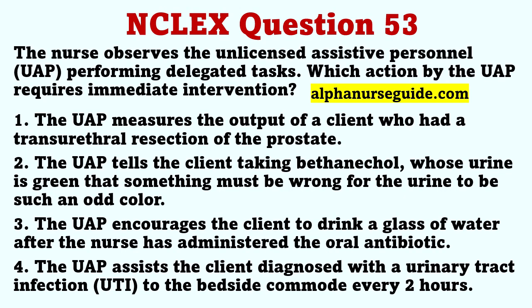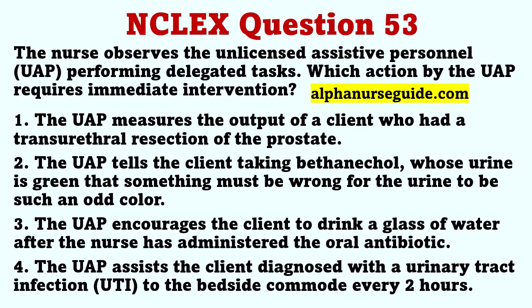The nurse observes the unlicensed assistive personnel performing delegated tasks. Which action by the UAP requires immediate intervention? 1. The UAP measures the output of a client who had a transurethral resection of the prostate. 2. The UAP tells the client taking bethanechol, whose urine is green, that something must be wrong for the urine to be such an odd color. 3. The UAP encourages the client to drink a glass of water after the nurse has administered the oral antibiotic. 4. The UAP assists the client diagnosed with a urinary tract infection to the bedside commode every 2 hours.